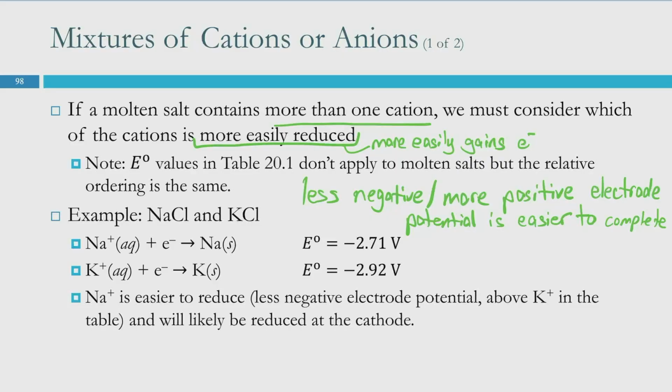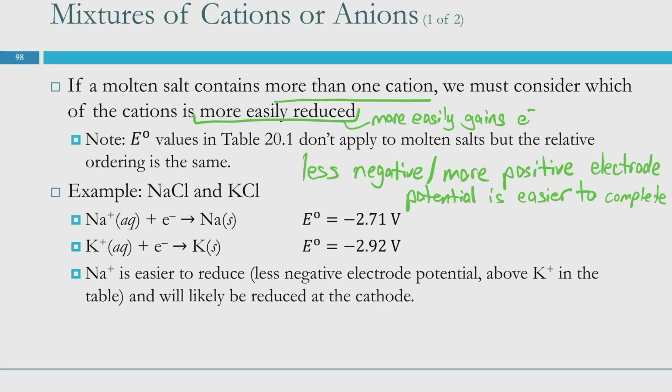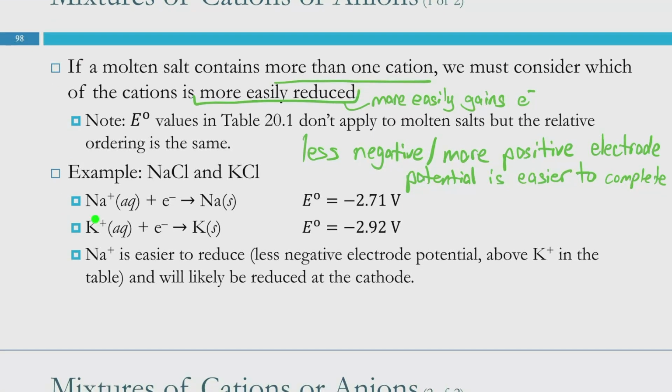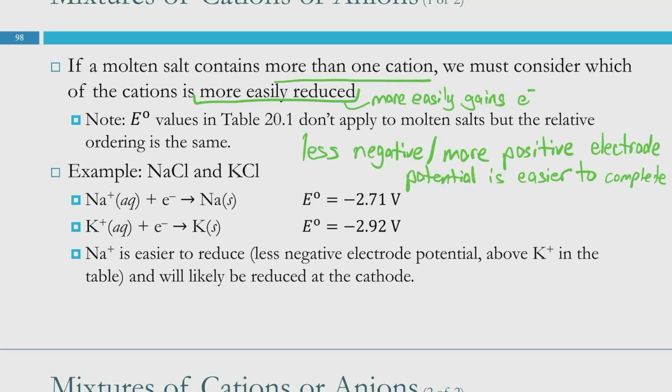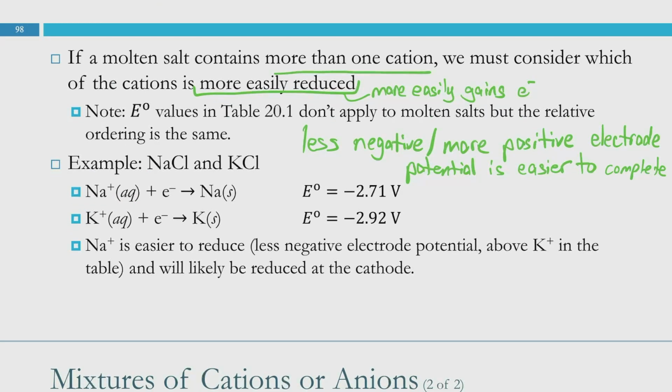The ordering is going to be the same as in the standard reduction potential table. So sodium having a less negative value is easier to drive in this direction. It's not going to be spontaneous, but at negative 2.71 volts, it will drive a little bit easier. It will be a little bit easier to run in the forward direction than potassium. So we're choosing the less negative one. So we would expect sodium to be reduced at the cathode and come out as sodium metal.